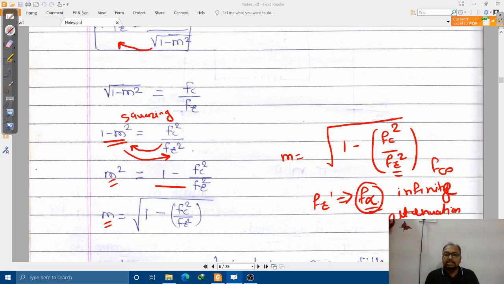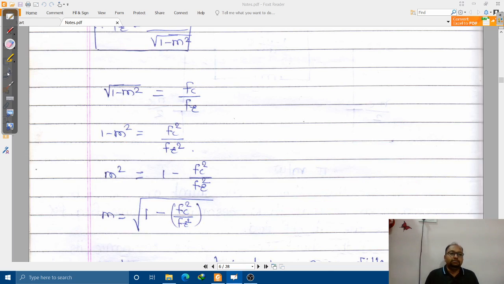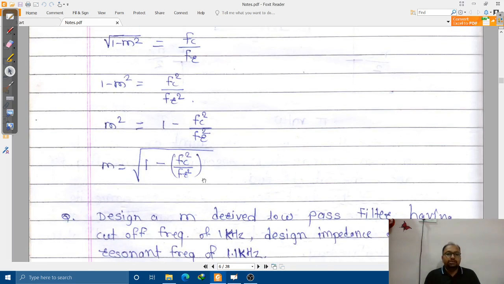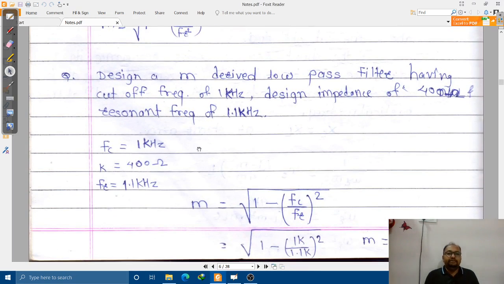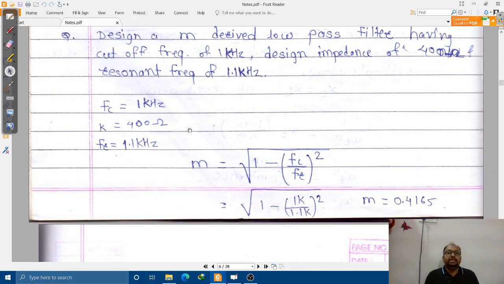All these are nothing but your resonant frequencies, or they are also called infinite attenuation, because infinite attenuation is going to occur after this cutoff frequency for these modified filter designs. Are you getting it? Great. So this is nothing but the derivation. Now we are going to have the design problem based on this. Let us go for the constant K low pass filter first, and then we'll go for the constant K high pass filter. Are you getting it?